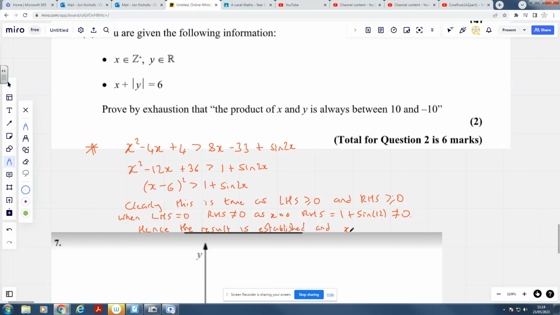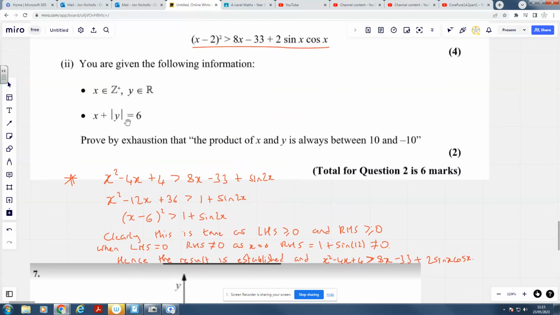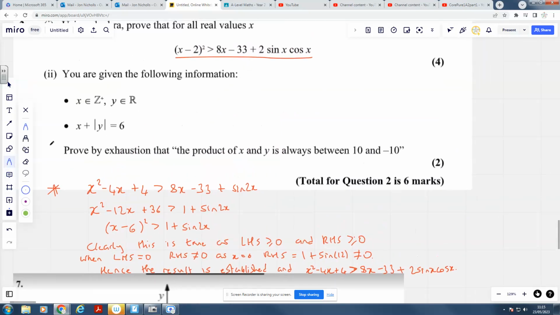And I'm going to write down what we initially started with is strictly greater than 8x minus 33 plus 2 sine x cos x. There we go. Okay, part B, you're given the following information.